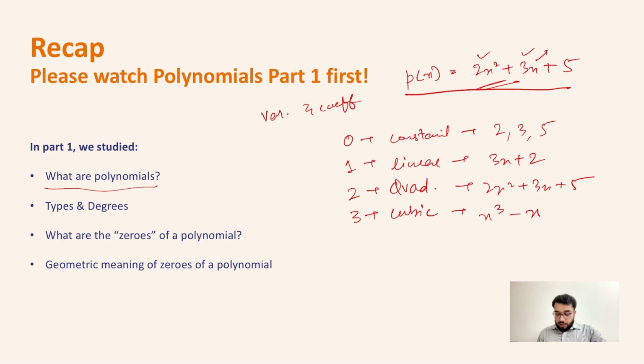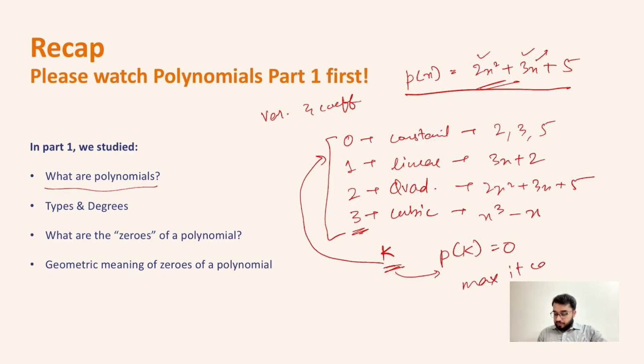Now, what are the zeros of the polynomial? For example, let's take any real number as k. So k can be called a zero of a polynomial when p(k) is 0. Then we can say that k is the zero of the polynomial p(x). And now what is the maximum number of zeros that a polynomial can have? That depends on the degree of the polynomial. Say if we have a cubic polynomial, then the max it can have is 3 zeros. The same goes for quadratic: it can have at max 2 zeros. Linear, it can have 1 zero.